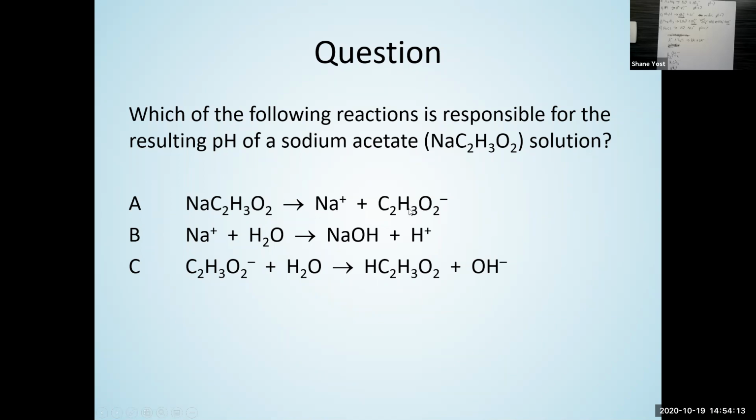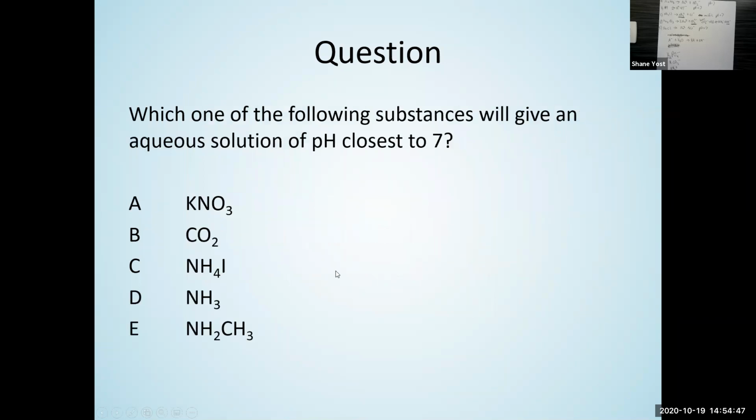A is just the dissociation of that salt into ions, which doesn't change the pH itself, right? But then once acetate reacts with water and forms acetic acid and OH minus, that will change the pH. And then this reaction B here just doesn't happen. Sodium's never going to react with water, form sodium hydroxide and H plus ions, okay? So this never happens. But C here can happen and does happen, and that will impact the pH.